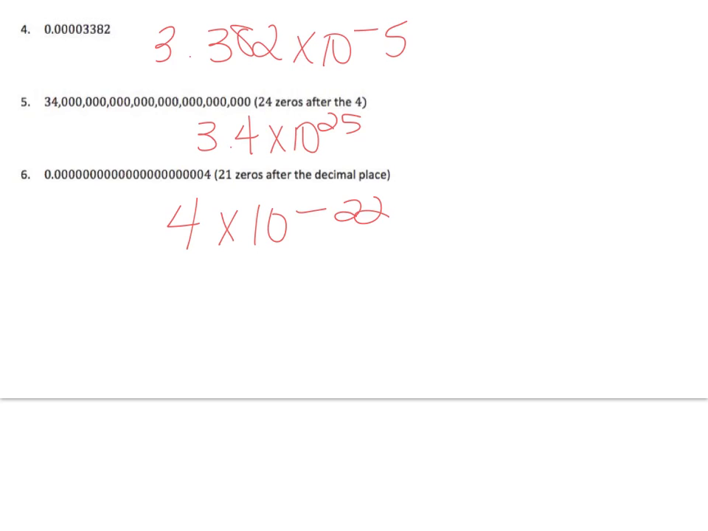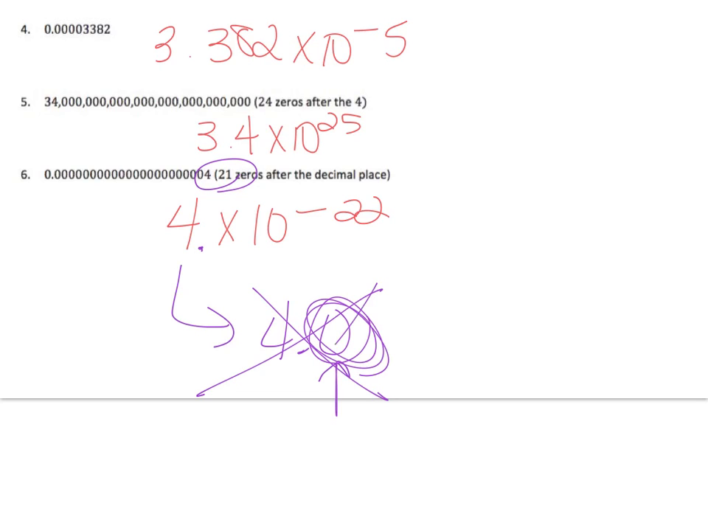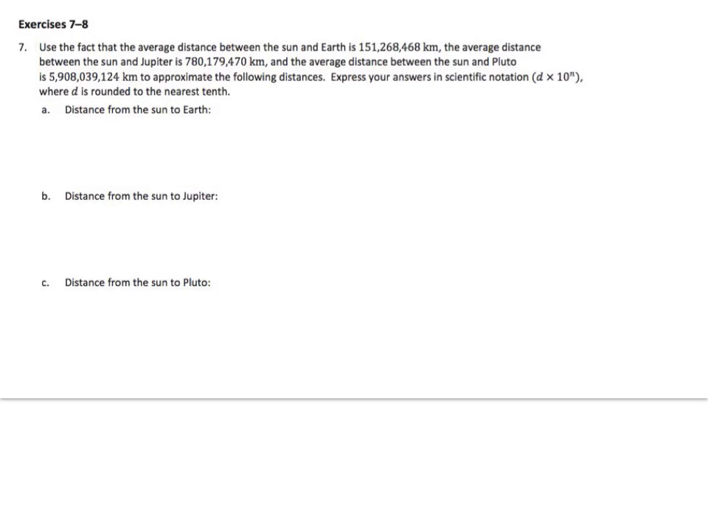I would like to point out that I did not write 4.0. That's not right because you don't know what's after that 4. So you'd have to cut it off at a 4. There's just, you don't know what's after it, so you can't put this. This is inaccurate. Okay, exercises 7 and 8.